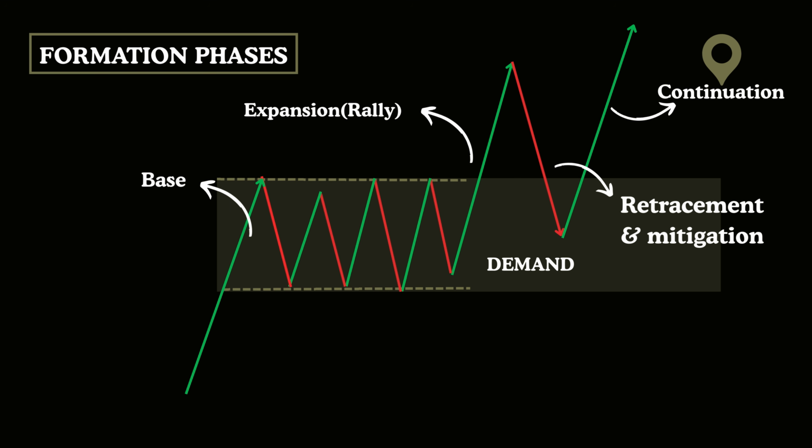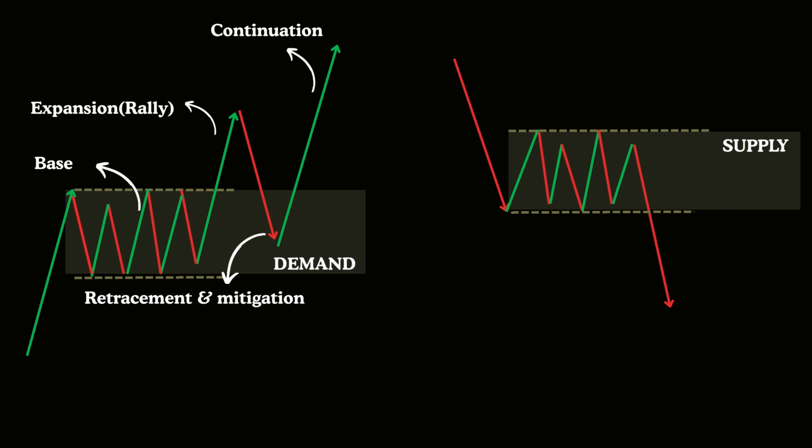As traders, our primary focus should always be on the continuation phase. That's where we aim to enter the market, aligned with institutional flow and the prevailing trend. The same principles apply when a supply zone is established. Price consolidates within a base, then a spike in selling pressure creates a noticeable imbalance between supply and demand.